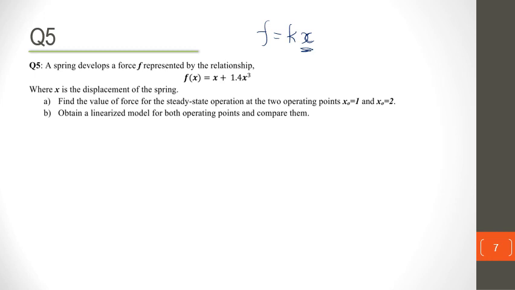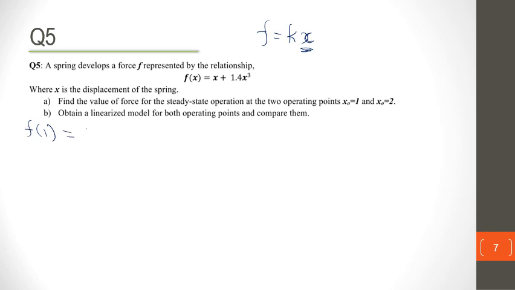So what we do in this case to make the calculation is that the first question actually says find the value of the force for the steady state operation at the two operating points, x0 equal to 1 and x0 equal to 2, and then obtain a linearized model for both operating points and compare them. Now we should find the value of the force when it's operating at x equals 1 and when it's operating at x equals 2.